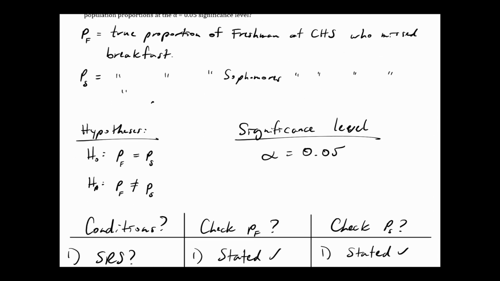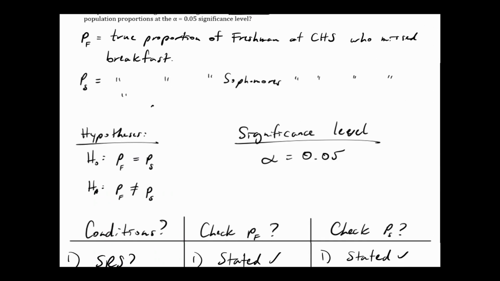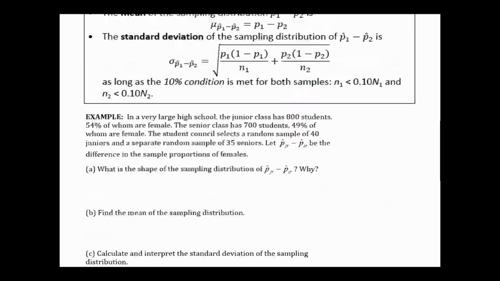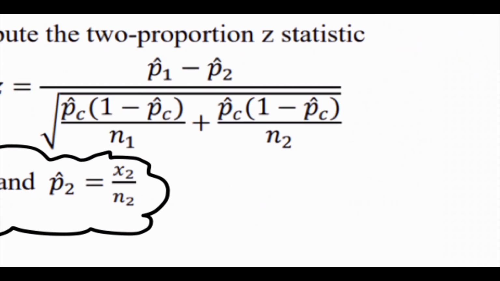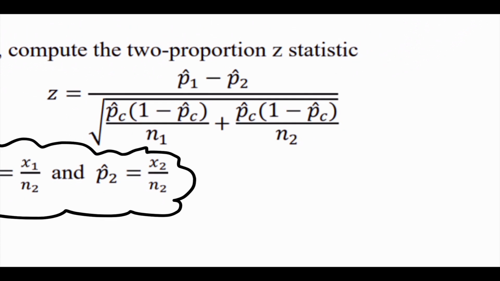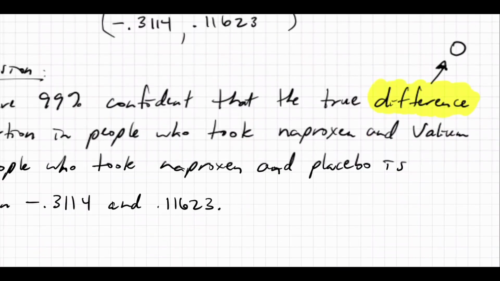Okay, so we got 7 things to do. We've done 4 of them, so we got 3 more. Test statistic. Which formula are we going to use? We're going to use the one we saw a little bit earlier, this guy right here. We have to calculate P sub C, the combined pooled. We still haven't done that. Subtract on top, and on bottom is the standard deviation formula.